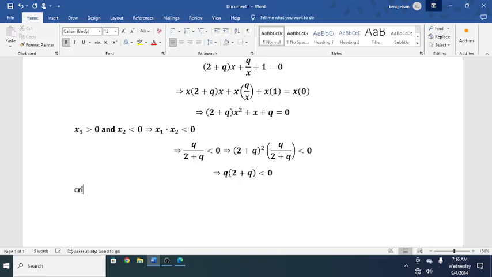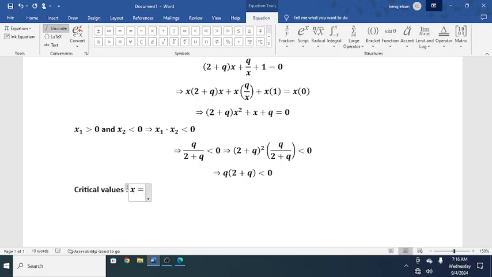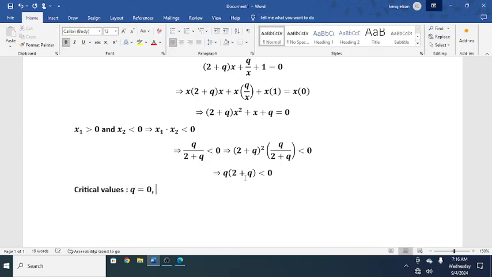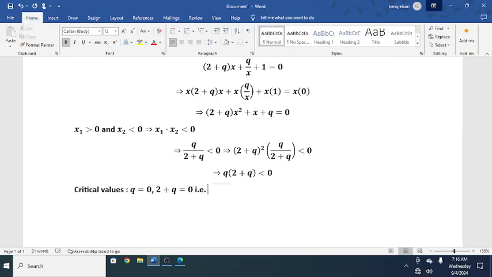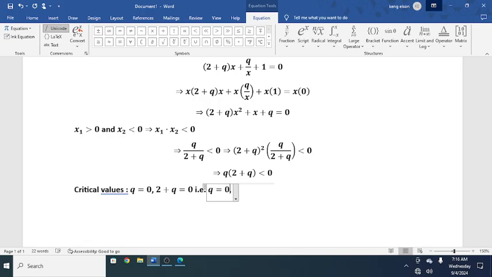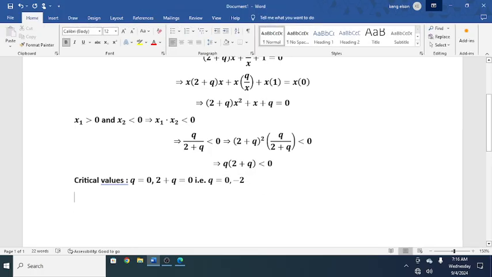Now our critical values: we have q equal to 0, and then 2 plus q equal to 0. That is, we have q equal to 0 and q equal to -2. Now if we do the sign test, we need to take values that are above 0, values between -2 and 0, and values below -2, and we put them into this function and test the sign.